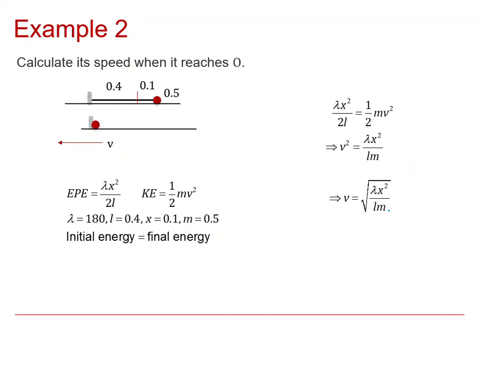V is that value. Well, is it plus or minus? Well, we know which way v is going. It's going to the left, so we can interpret it appropriately there. So we take the square root, having put the numbers in, 180 times 0.1 squared, etc., and it works out rather nicely as just 3. So we can answer the question that the speed at O is 3 meters per second. That's the answer in context with the units.